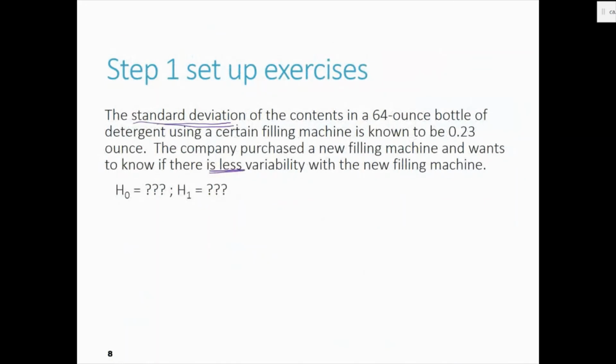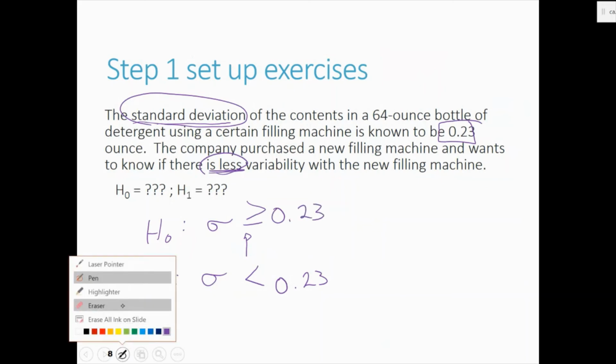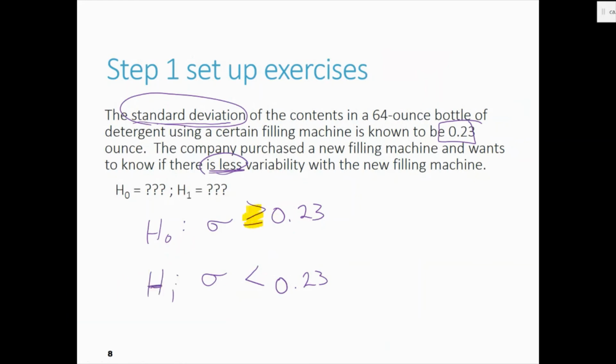So, and we're talking about standard deviation here. So H0, H1, and we're talking about standard deviation, less variability. Less is the less than symbol, which is part of H1, and less than, we said here, 0.23. If this is less than, then this one is the opposite, which is more than and equal to 0.23. Again, your equal sign will always be part of H0.